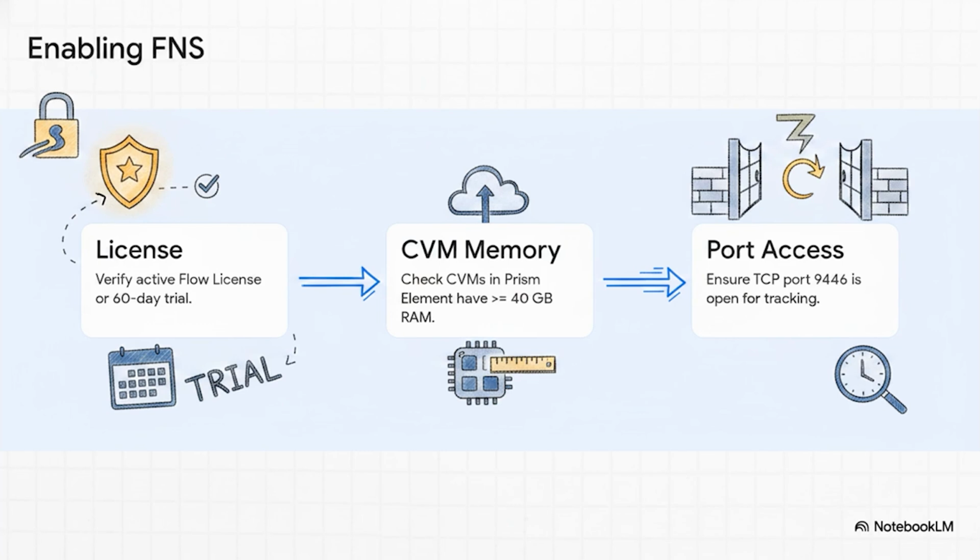Let's say you're tasked with enabling FNS in a fresh environment. You'd need to step through this exact sequence. Step 1, verify you actually have an active Flow license. Nutanix is pretty nice about this and offers a 60-day trial if you haven't bought the license yet, but without one or the other, the whole feature is locked down. Step 2, verify all the CVMs in your Prism Element cluster have that 40 gigabytes of memory we just harped on. And Step 3, make absolutely sure TCP port 9446 is wide open for that critical connection tracking.